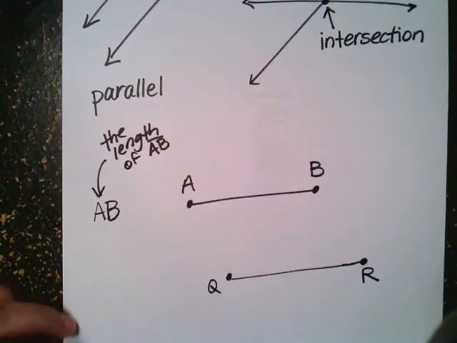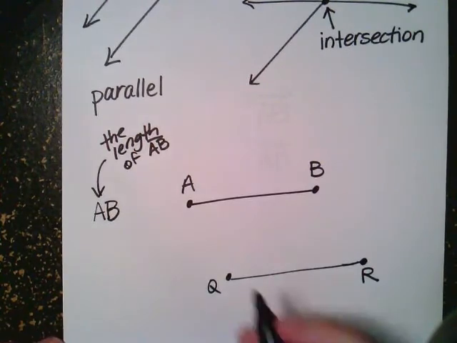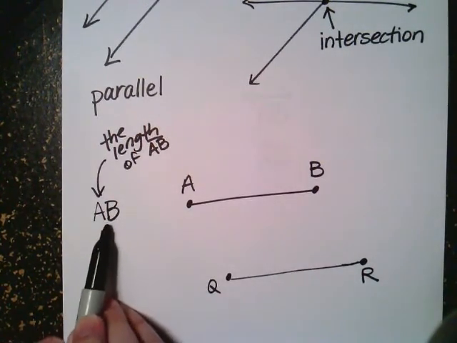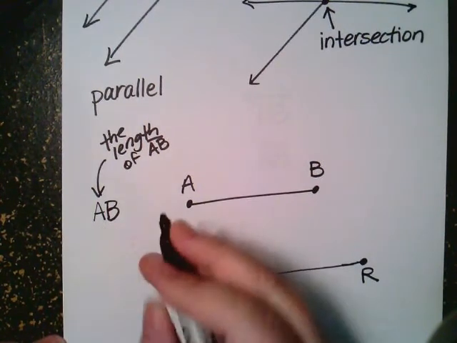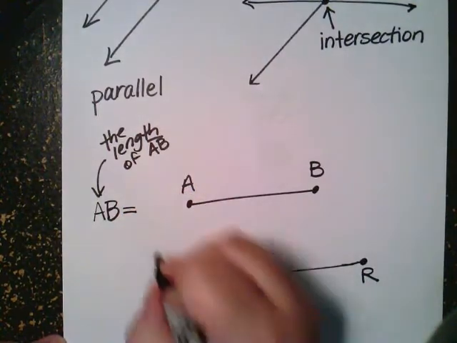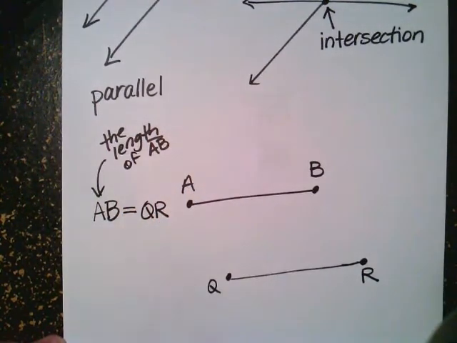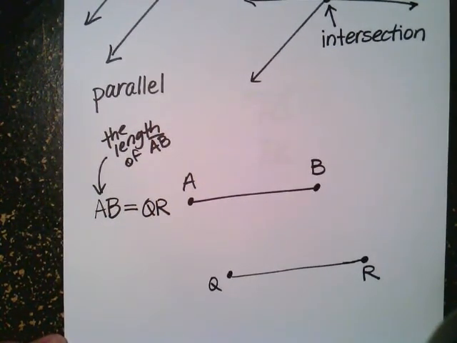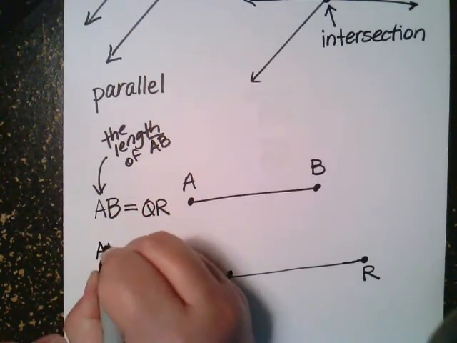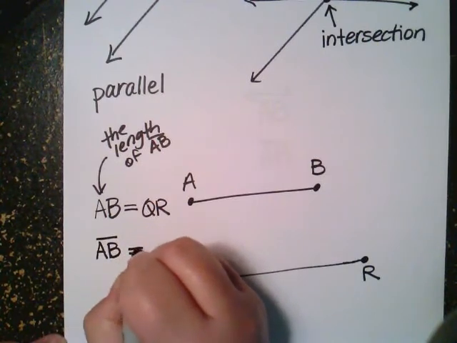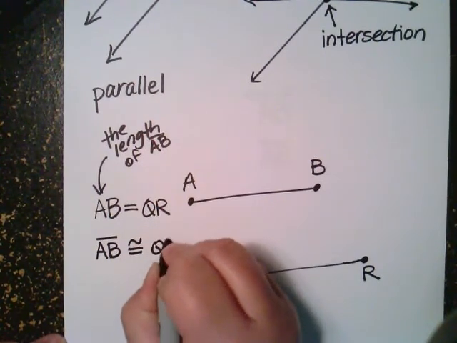Or another way of thinking about that is the distance between A and B. Okay, so I could say that the distance between A and B, or the length of AB, which is a number, the length of something, it might be 17 inches or 3 feet, it's a number. I can say that's equal to the length of QR. And another way of saying that the lengths of 2 segments are the same is to say the 2 segments are congruent.